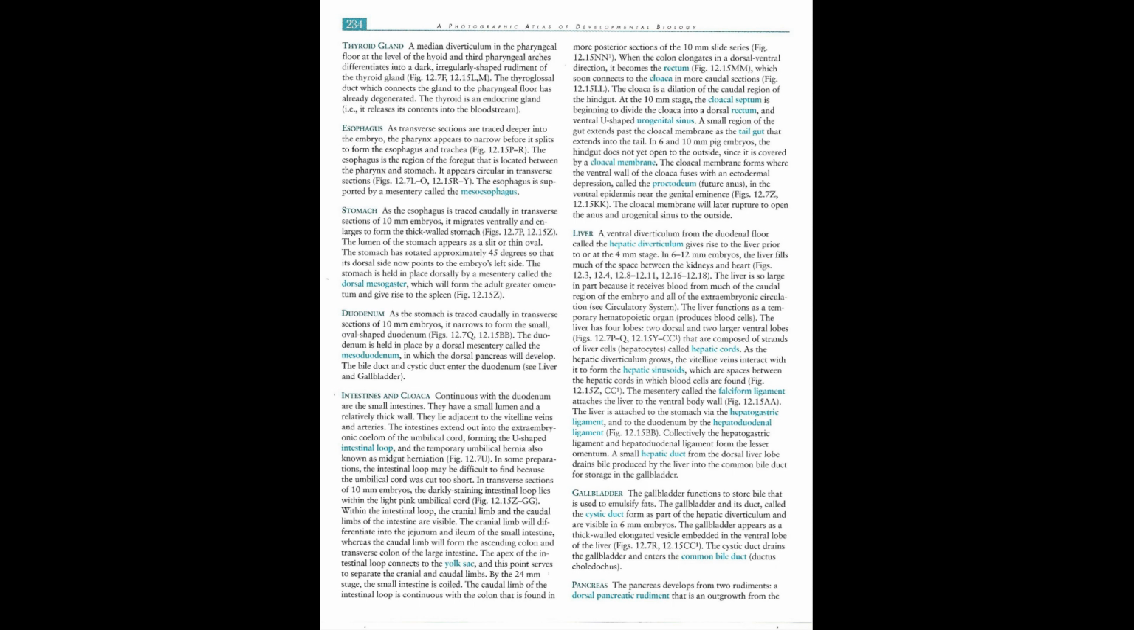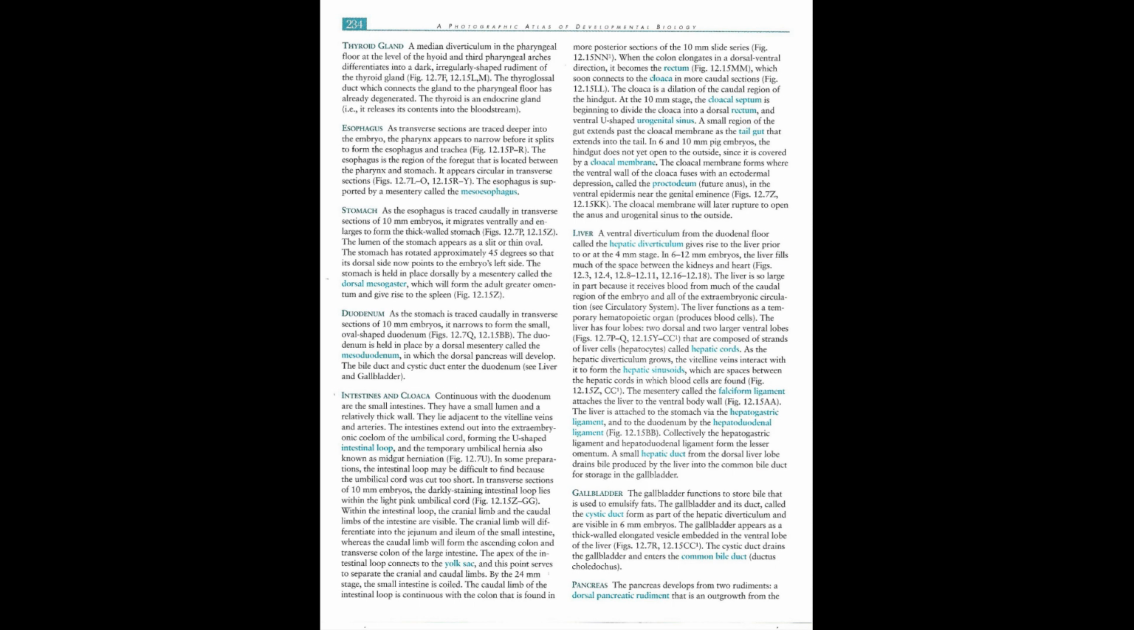Stomach. As the esophagus is traced caudally in transverse sections of 10 mm embryos, it migrates ventrally and enlarges to form the thick-walled stomach, Figs 12.7 p, 12.15 z. The lumen of the stomach appears as a slit or thin oval. The stomach has rotated approximately 45 degrees so that its dorsal side now points to the embryo's left side. The stomach is held in place dorsally by a mesentery called the dorsal mesogastrium, which will form the adult greater omentum and give rise to the spleen, Fig 12.15z.